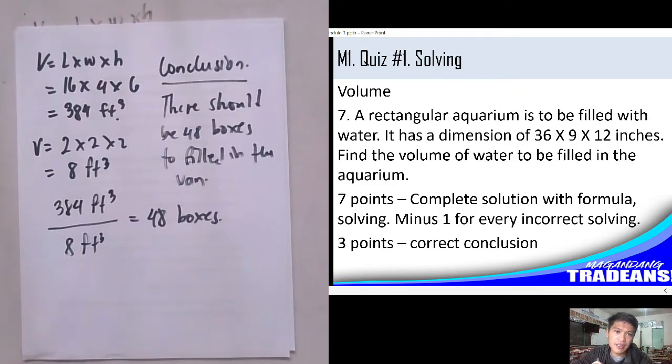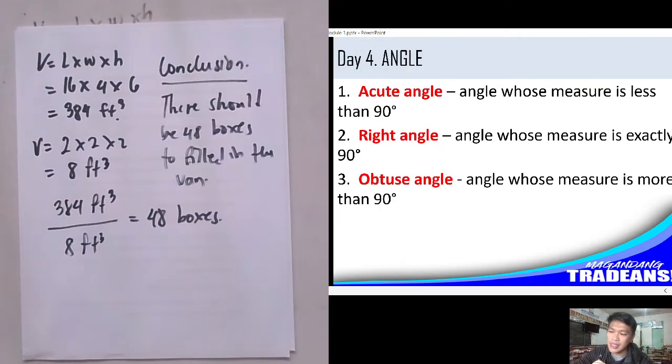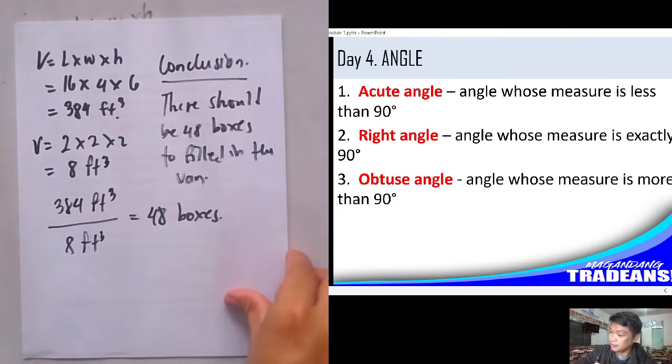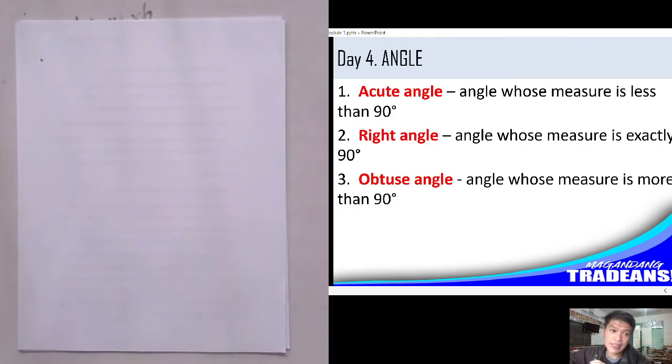Okay, let's proceed to the next part of the lesson. So let's proceed now to the angle. Angle, what is this angle? When you say angle, there are three types of angle. An acute angle, a right angle, and obtuse angle. Ano nga ba yung angle?